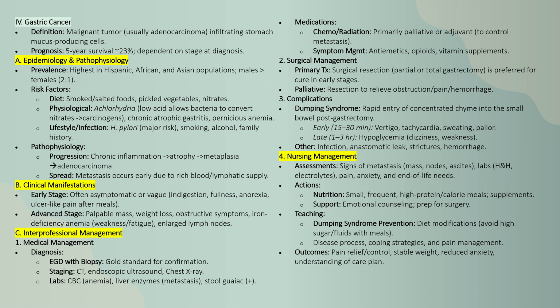strictures, and internal bleeding. Nursing management, the assessment: the physical examination for signs of metastasis, abdominal mass, ascites, and lymph nodes. Laboratory values like hematocrit, hemoglobin, electrolytes, and liver function tests, comprehensive pain assessment, early symptoms of dumping syndrome after surgery, the patient's level of anxiety and need for end-of-life care.